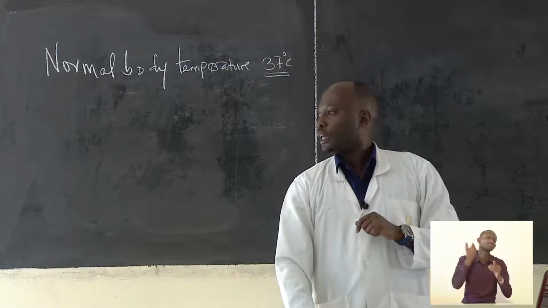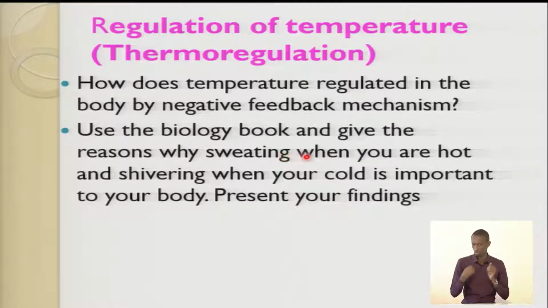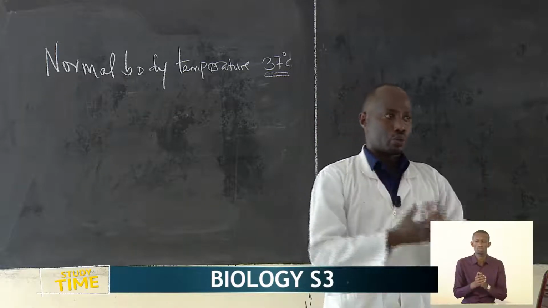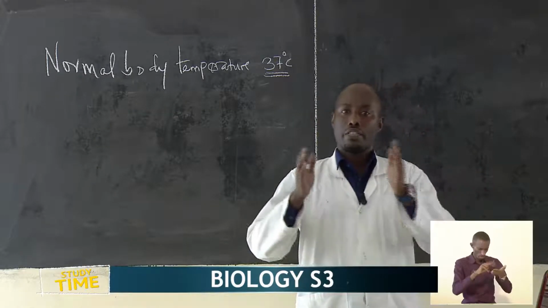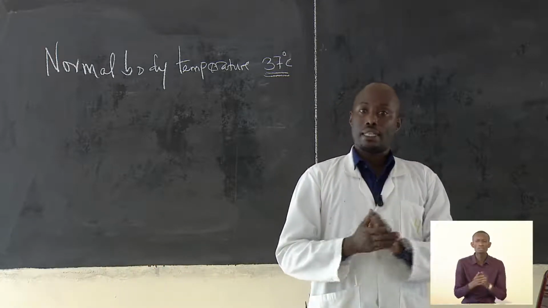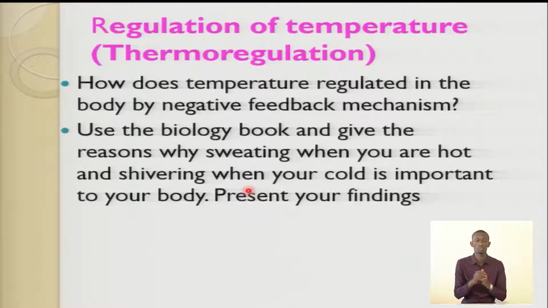So that is to say, we use the biology books and give the reasons why sweating when it is too hot and shivering when it is cold is important to our body. We're going to use very many textbooks to understand why shivering when it is too cold is important to our body, and why sweating is also very important when it is too hot. We are going to make a finding and present it.